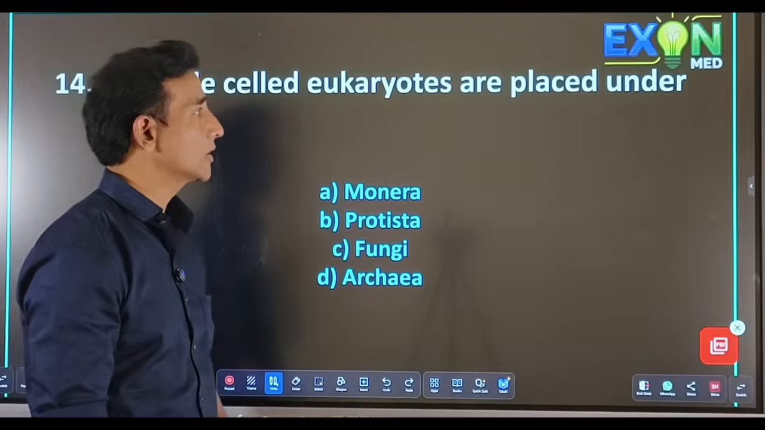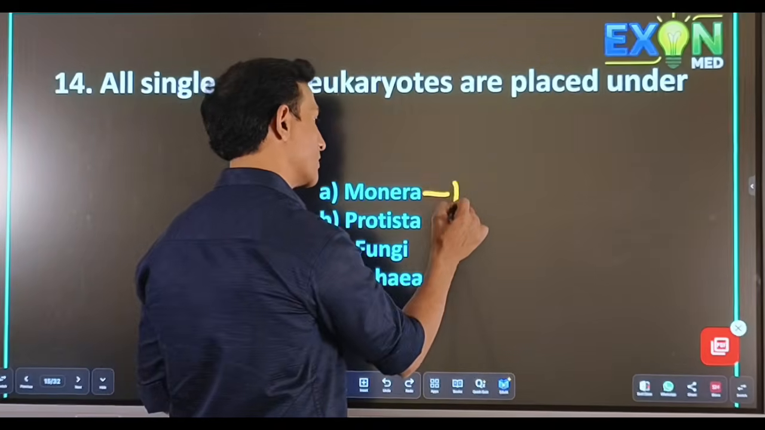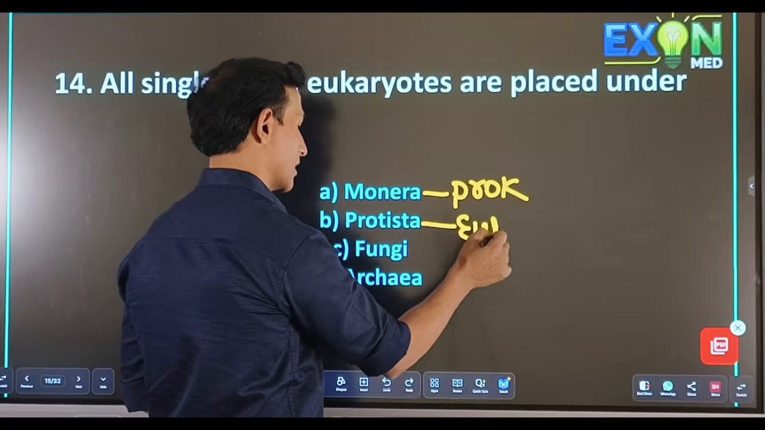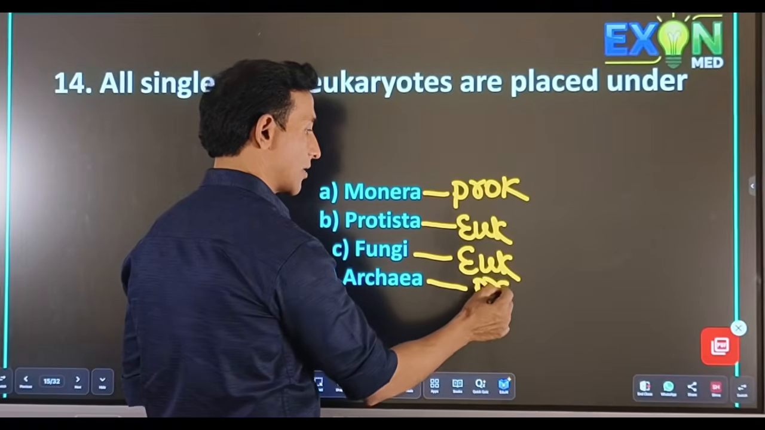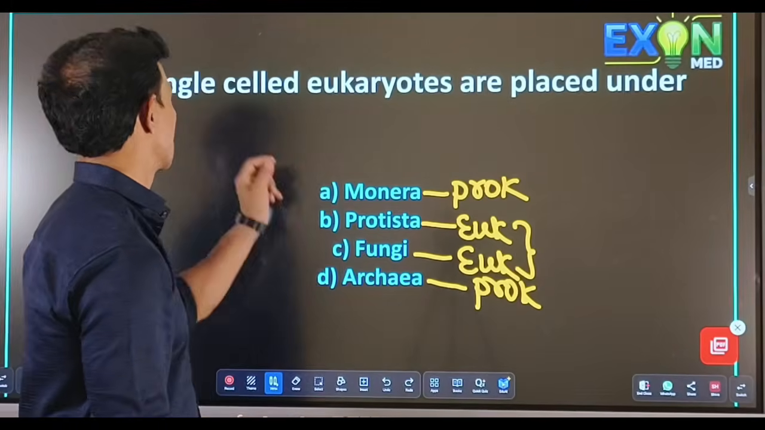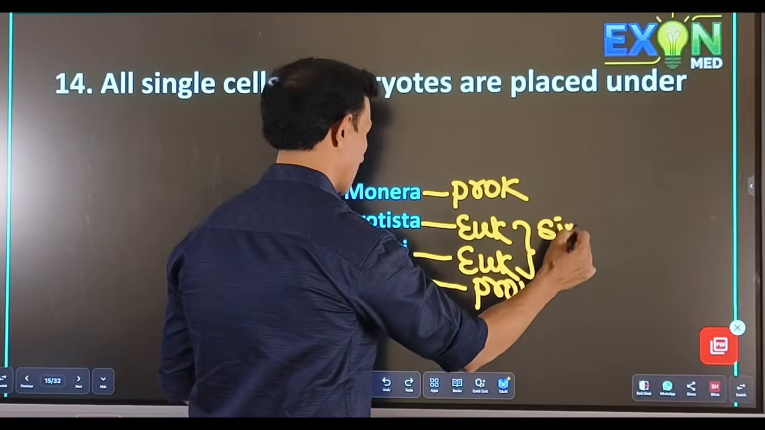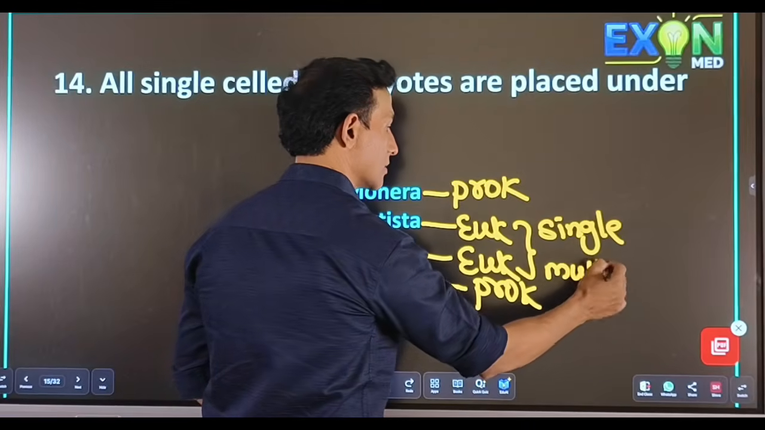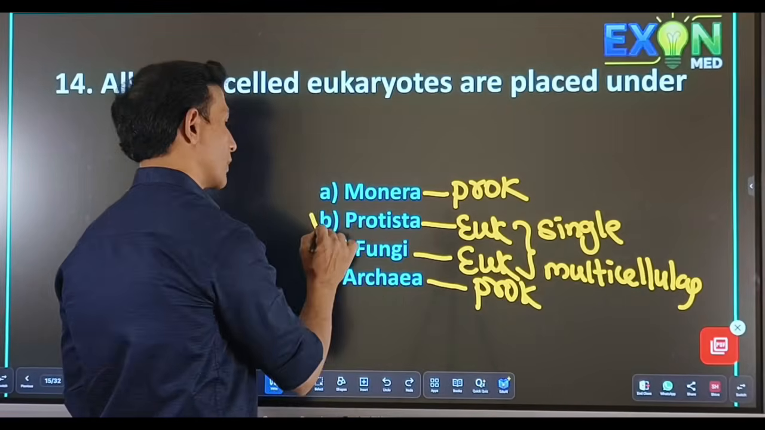All single-celled eukaryotes are placed under. As we know, Monera are prokaryotic, Protista are eukaryotic, fungi are eukaryotic, Archaea is prokaryotic. Among these, they asked for single-celled. Here Protista is single-celled and fungi is multicellular. So the correct option is Protista.